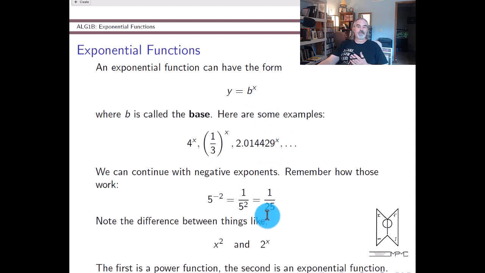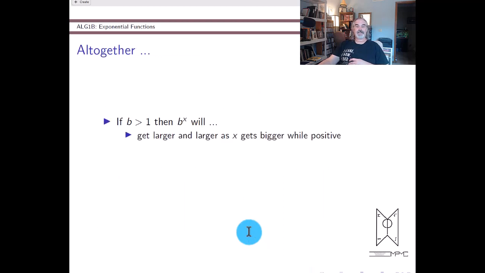Okay, and just for notation's sake, remember that there is a difference between x squared, that's just a power function. That is a monomial, mono for 1. It's got one term in it. 2 to the x is an exponential function. So power functions, exponential functions, totally different things. It all depends on where the variable is.